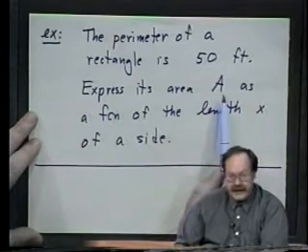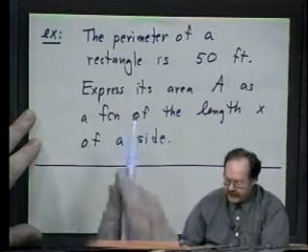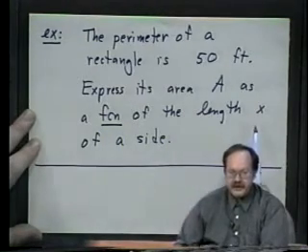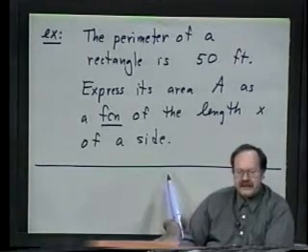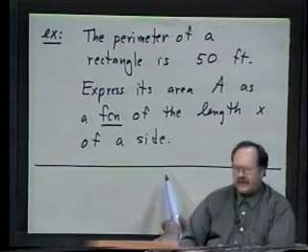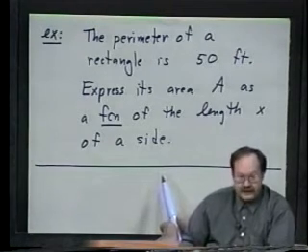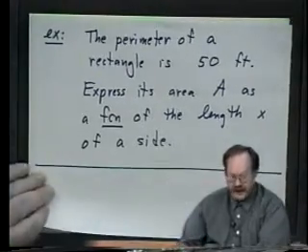Express its area, A, okay, so I'm interested in area, as a function. Function. Now that's a word we've been studying in this unit. A function of the length x of a side. The length x of a side. Well, there are 4 sides to a rectangle. What could this possibly mean? Well, evidently we need to draw a picture and decide what this means to see if it's ambiguous or not. So let's put this to the side and let's start our solution.